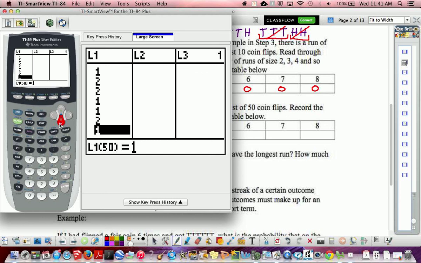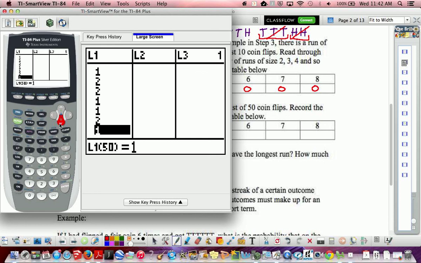Okay? How many of you did this random integer piece on your calculator? Okay, a few of you. Take a look at your list right now and let me know, I want to see what your longest run actually is.